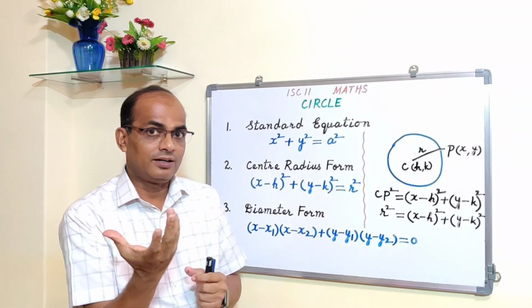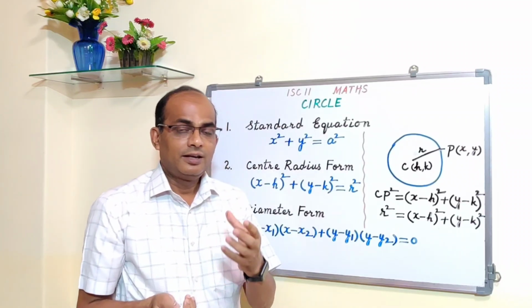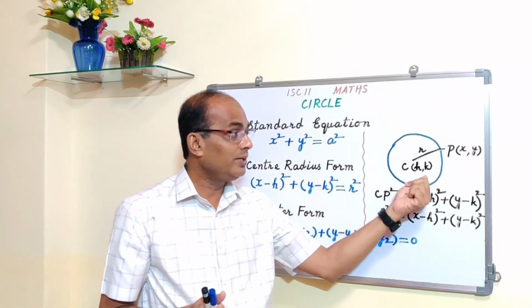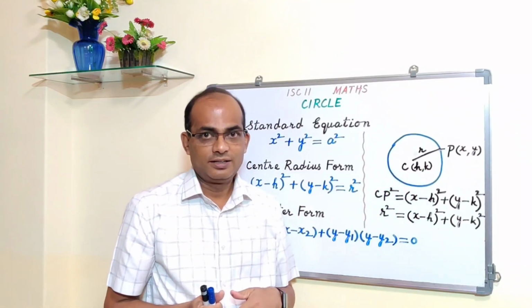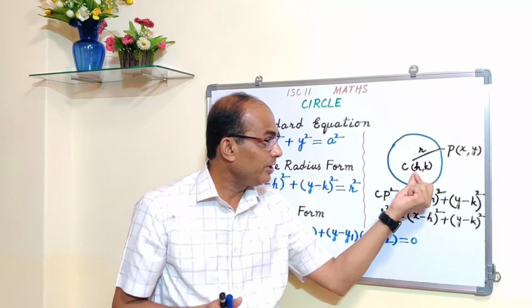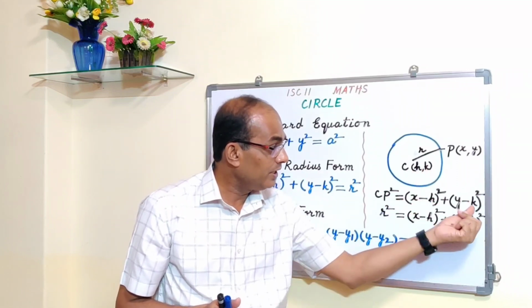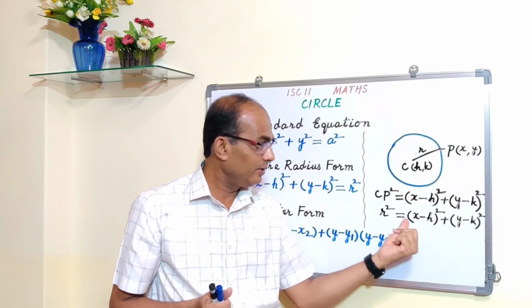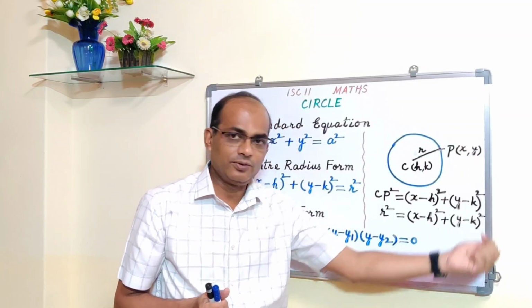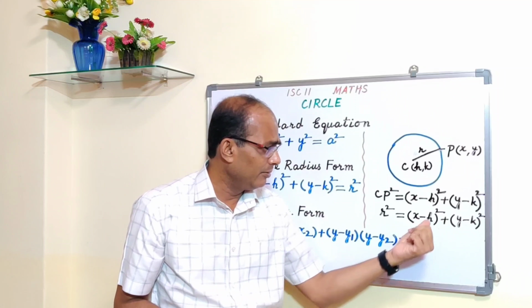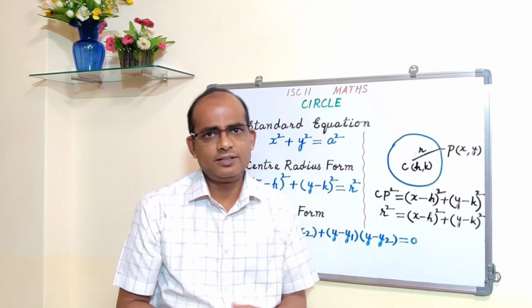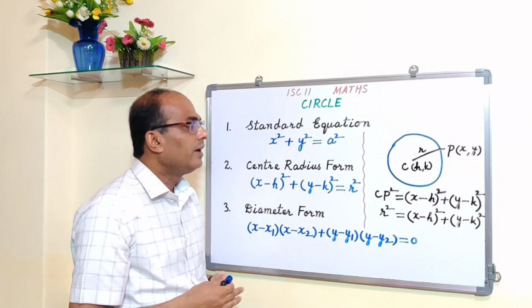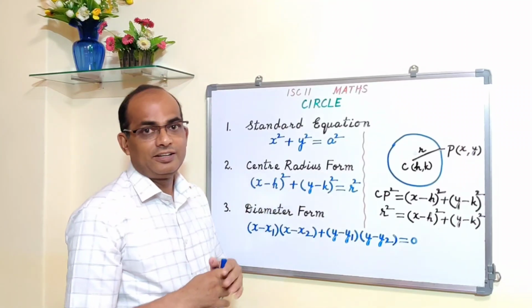The question can be asked like: write down the equation of a circle with center 2, 3 and radius 5. So you have to substitute in place of H, K 2, 3 and in place of R 5. So 5 square is equal to x minus 2 whole square plus y minus 3 whole square, and then you can apply the formula a minus b whole square, open it, and write down the final equation of the circle. Fine. This is center radius form.